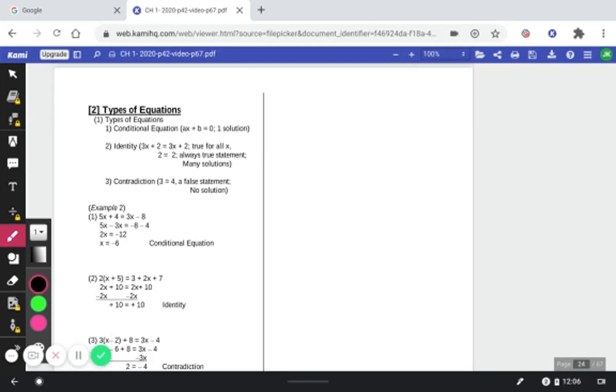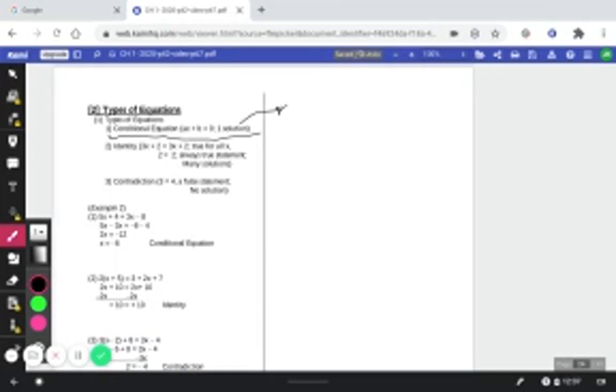Now the next topic is types of equations. We've been doing the equation that we call conditional equation, because a conditional equation is the regular equation that we've been doing, which has only one solution. So like x equals 5, m equals -2, so you have one solution. But there are some other types of equations we call identity equations and contradiction equations.